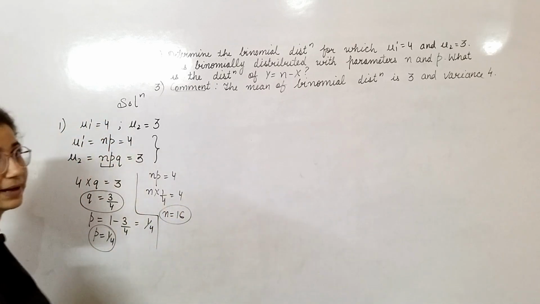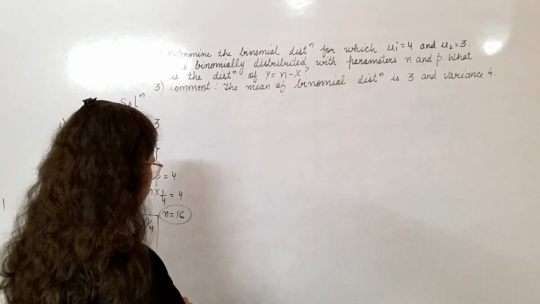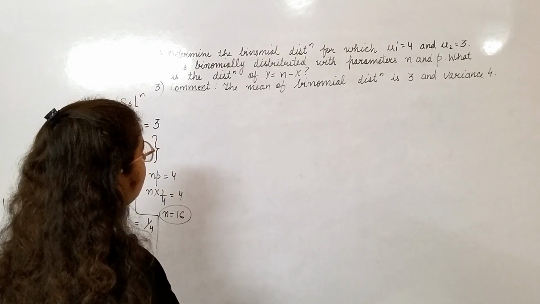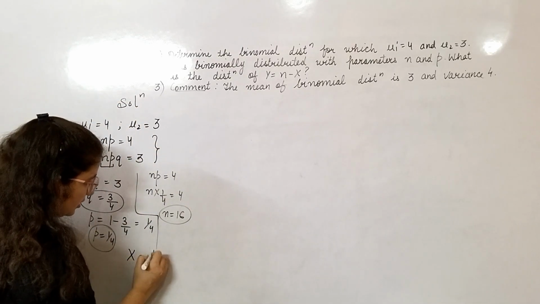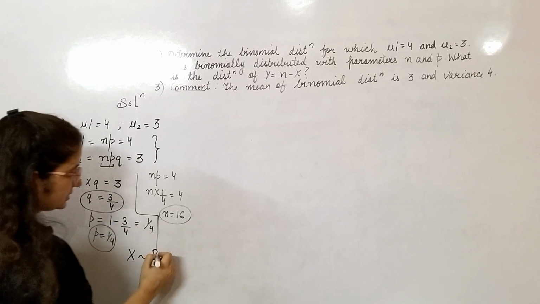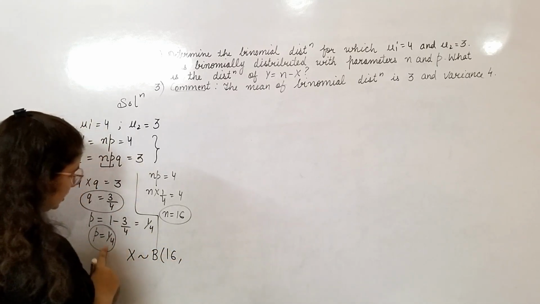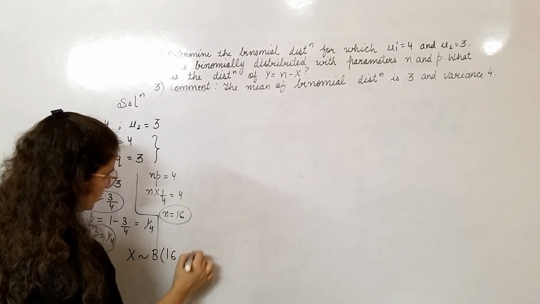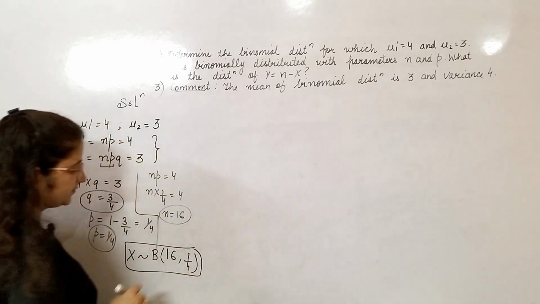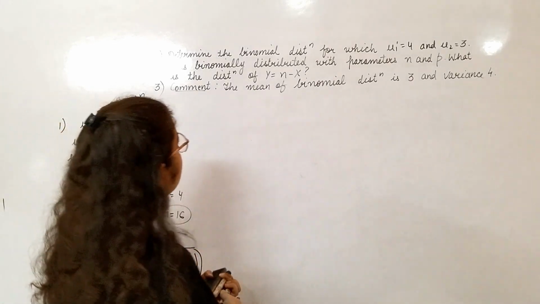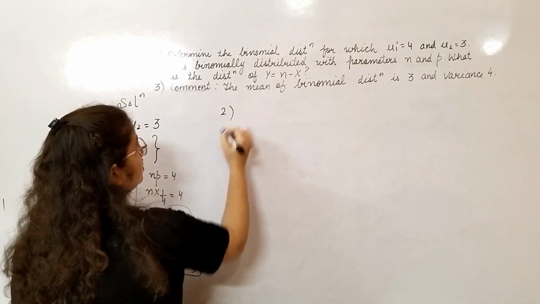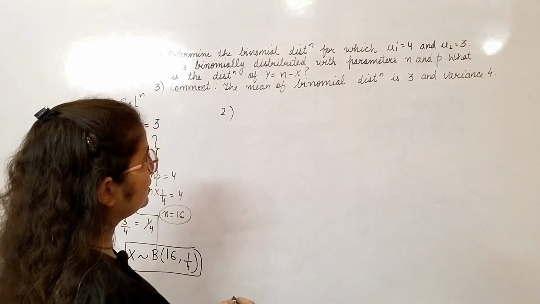So if x is the variable that is following this binomial distribution, how would you write it? X follows a binomial distribution, number of trials are 16 and probability of success is 1 by 4. Done with this first part. Now the solution of the second part: x is binomially distributed with parameters n and p.